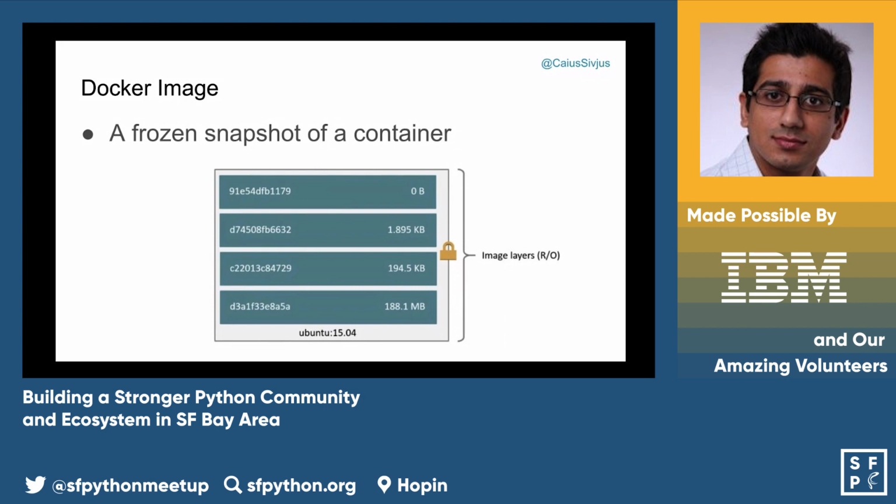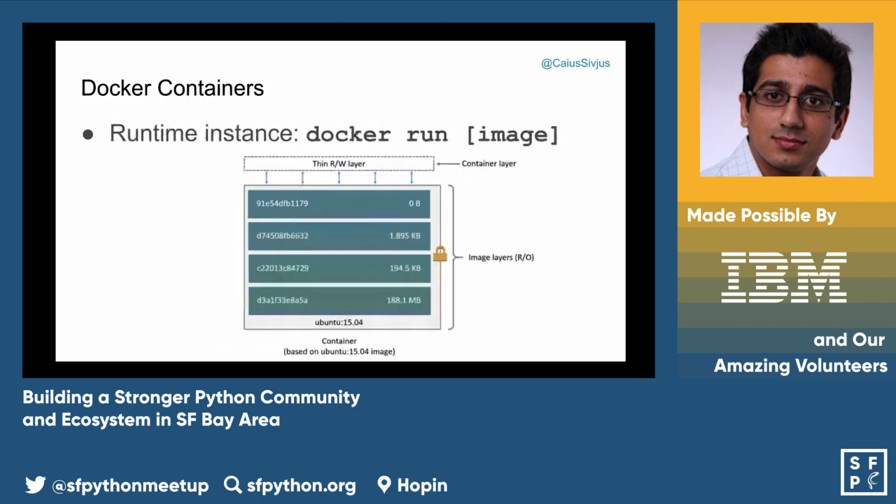Containers are the runtime instance. When we create a container, what we do is we add a thin read-write layer called a container layer to the top of our image layer stack. And then anytime we make changes to our running container, so if we're creating a new file, modifying an existing file, or deleting a file, all of those changes are going to be done to that top read-write layer, that top container layer.